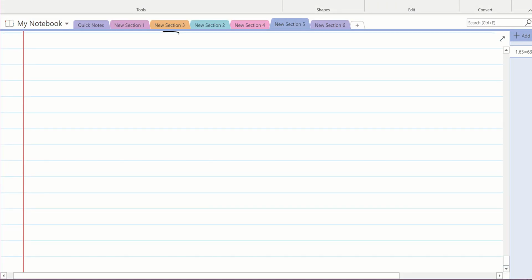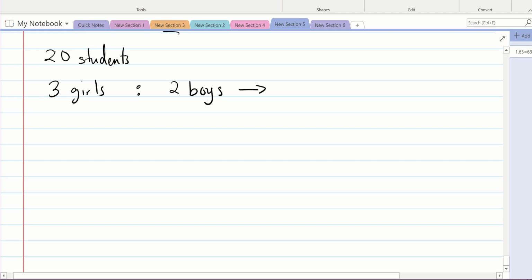We have the same 20 students, right? I don't think we mentioned students, I think we just say people, but I'm going to just refer to them as students. We have 3 girls for every 2 boys, right? So that means in one group, in one batch, we have 5 students. How did I get 5? 3 plus 2 gives us a batch of 5. So that means we know that for every 3 girls are in 5 students.